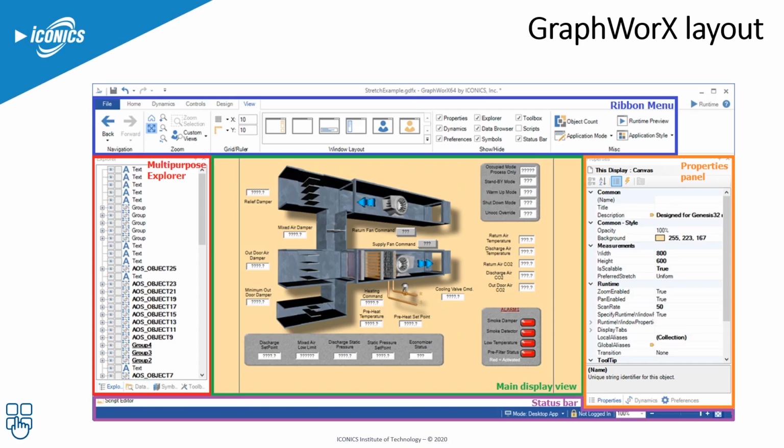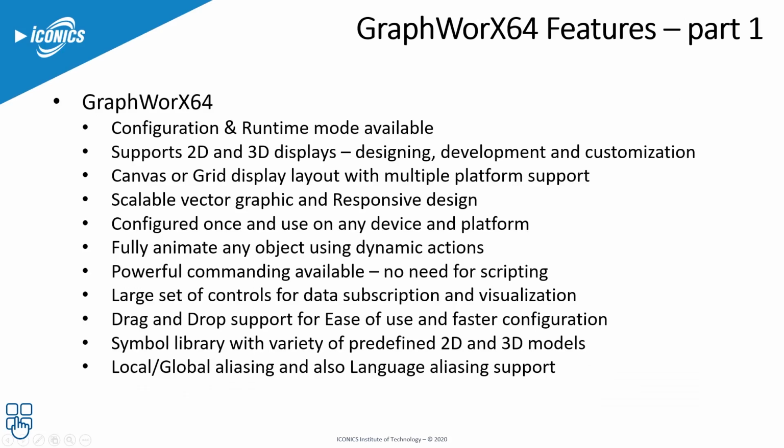We can now focus on the most important GraphWorX64 features. In general, GraphWorX64 supports 2D and 3D technology for objects drawing and modeling using an extensive palette of tools and features. There is also a ready-to-use symbol library, which can be used to help quickly and effectively design fancy screens. All objects, including text, are vector-based, which means you can zoom in and out without any quality decrease.